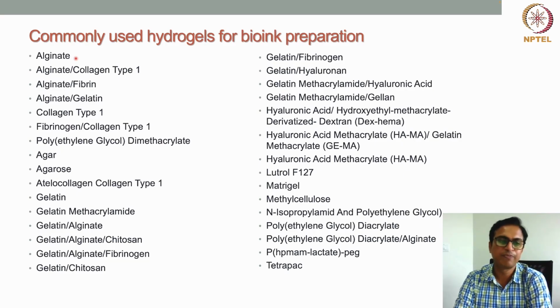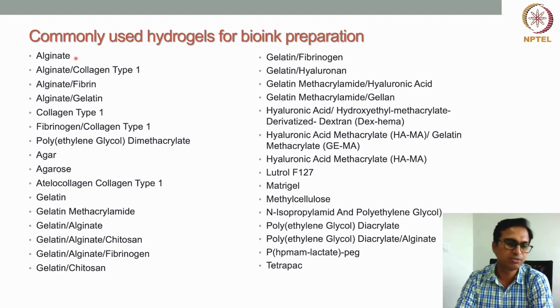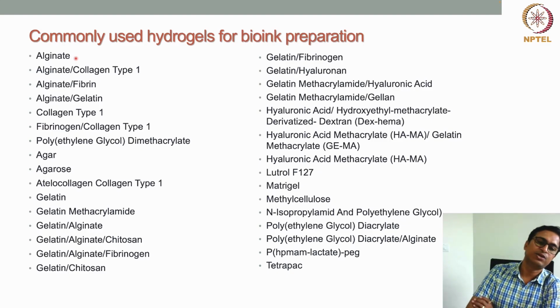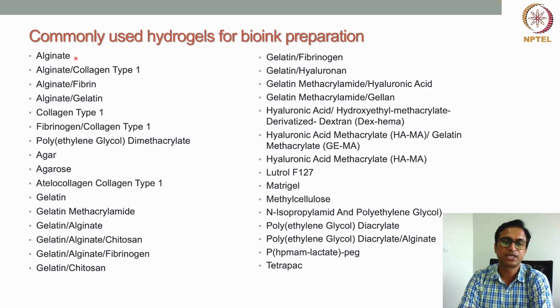has also been used as a bioink material, but collagen type 1 is a thermosensitive material. The temperature has to be controlled for this material. There also, collagen type 1 has been mixed with other biomaterials like fibrinogen to develop a composite, a multimaterial bioink. Similarly, polyethylene glycol dimethacrylate, PEGDA.